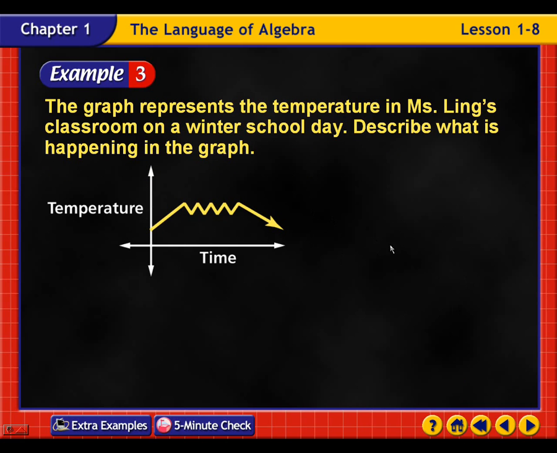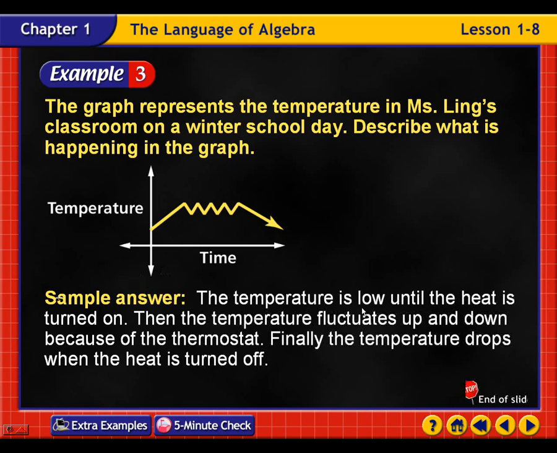Here's another example of looking at a graph and interpreting it. It says this graph represents the temperature in Miss Ling's classroom on a winter day. Describe what's happening in the graph. So we have time down here as the independent value, so time just marches on, and then the temperature somehow goes up and down. So what you have to do is just describe a situation where this could be affected.